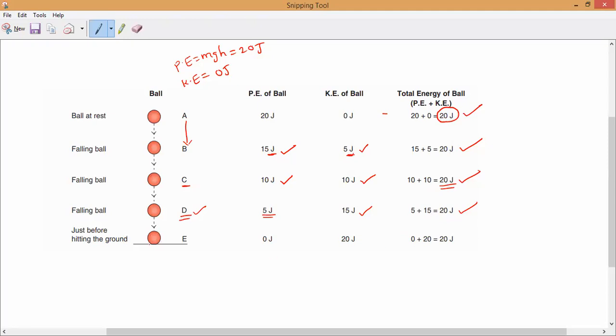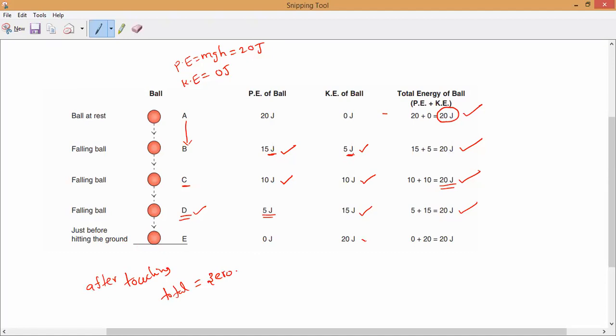Now, just before touching the ground, because after touching the ground, what is happening to the energy? It is absorbed by the ground, so the total will become 0. That is why we always take the case before hitting the ground. So now before touching the ground, what is the potential energy? 0.